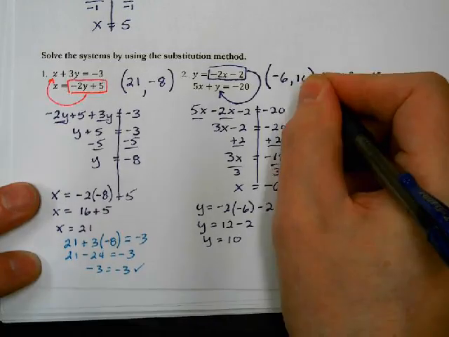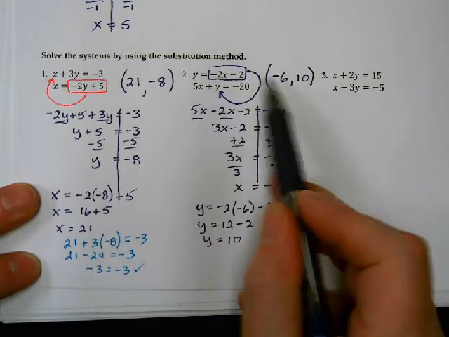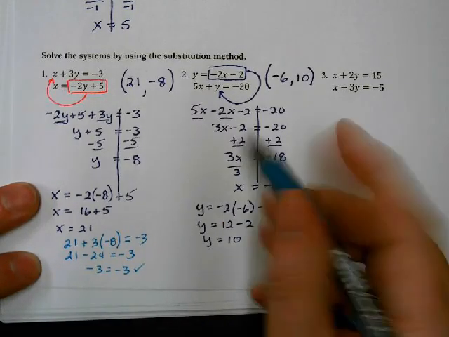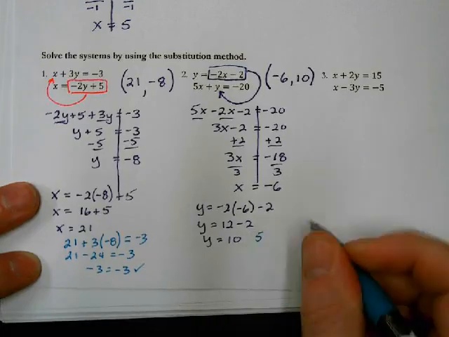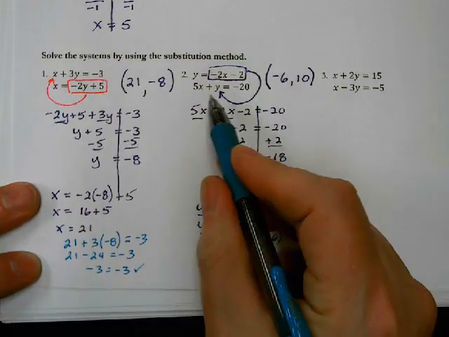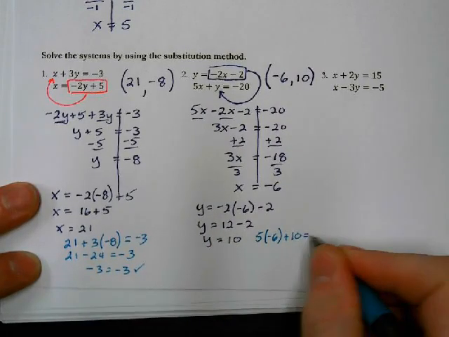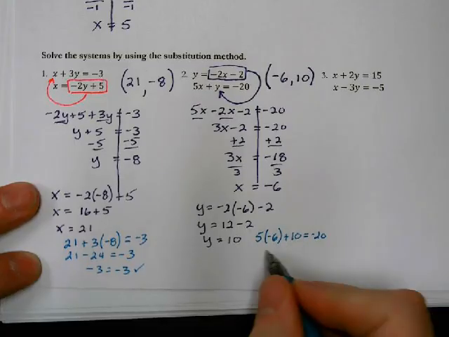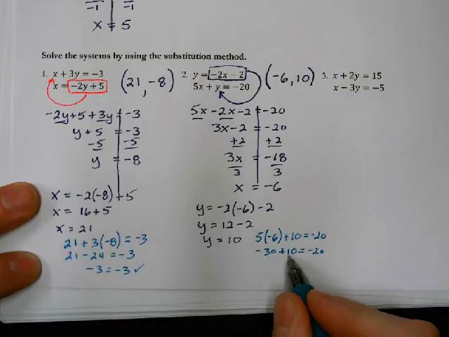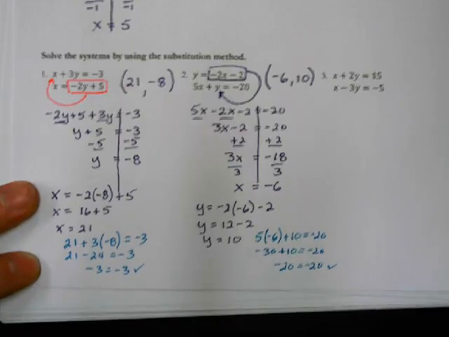Now, I just got done using the top equation, so I know this works for that one. Let's double check to see if it works for the bottom equation. All right, so I'm going to do 5, instead of x, I plug in negative 6, plus y is 10, equals negative 20. 5 times negative 6 is negative 30. Negative 30 plus 10 is negative 20. Aha, it does work. So I know right now I am 100% correct. You should feel good. All right, last one.